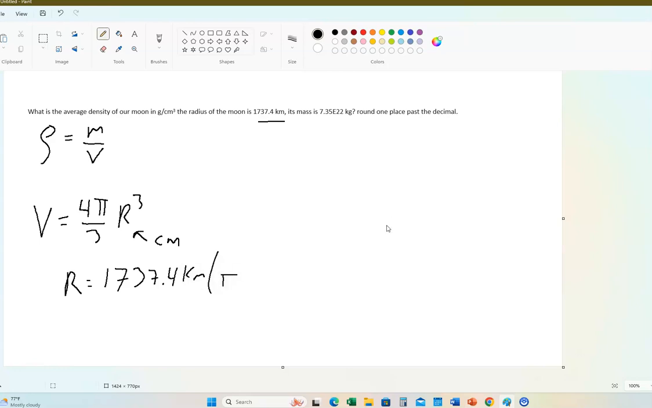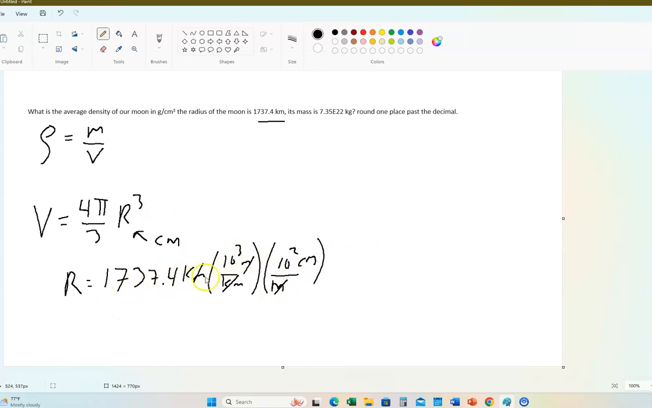And then you just play this game as we usually do. 1 kilometer is 10 to the third meters. Now the kilometers cancel, but we don't want to be in meters, we want to be in centimeters. So 1 meter is, of course, 10 to the second centimeters. All right, so the meters cancel. So it's really 1,737.4 times 10 to the fifth.